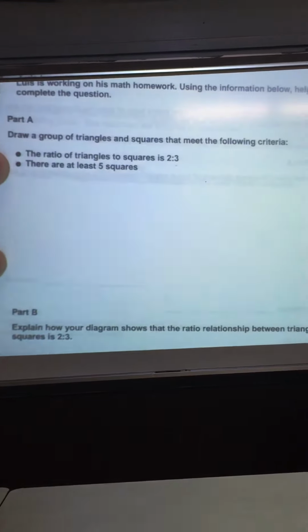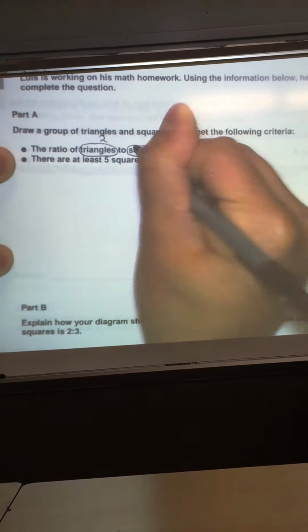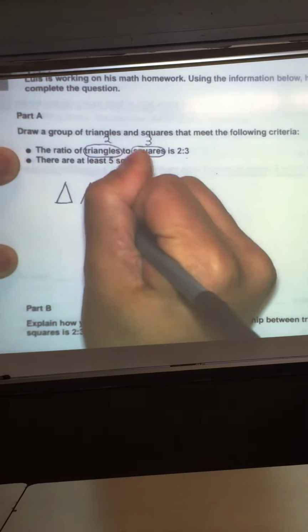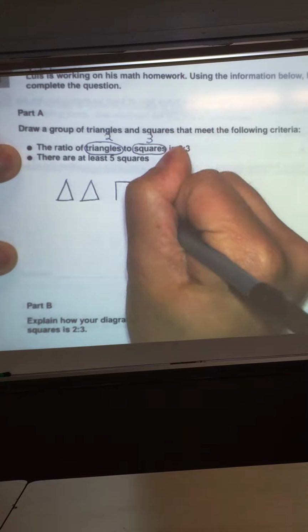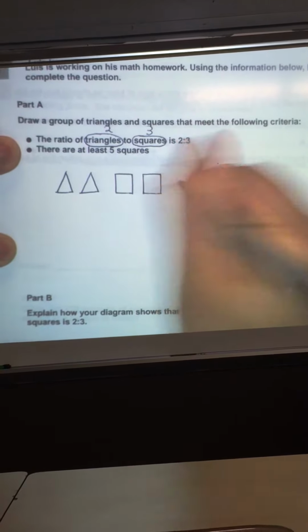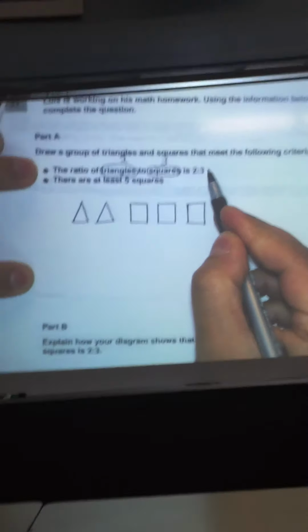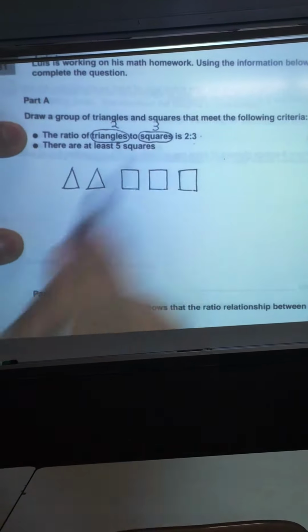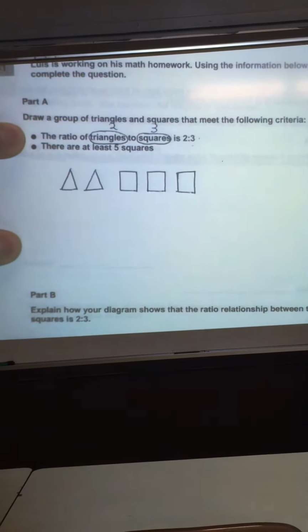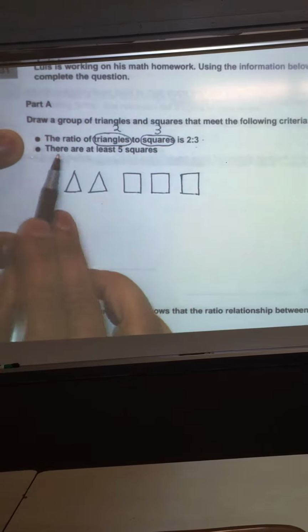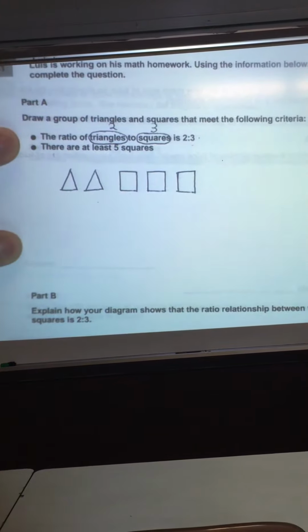Okay, so the ratio of triangles to squares is 2 to 3, which means if I draw 2 triangles like this and 3 squares, that definitely satisfies the first bullet point because the ratio of triangles to squares is 2 triangles to 3 squares. However, if you wrote this answer, you would be wrong because you also need to have at least 5 squares.